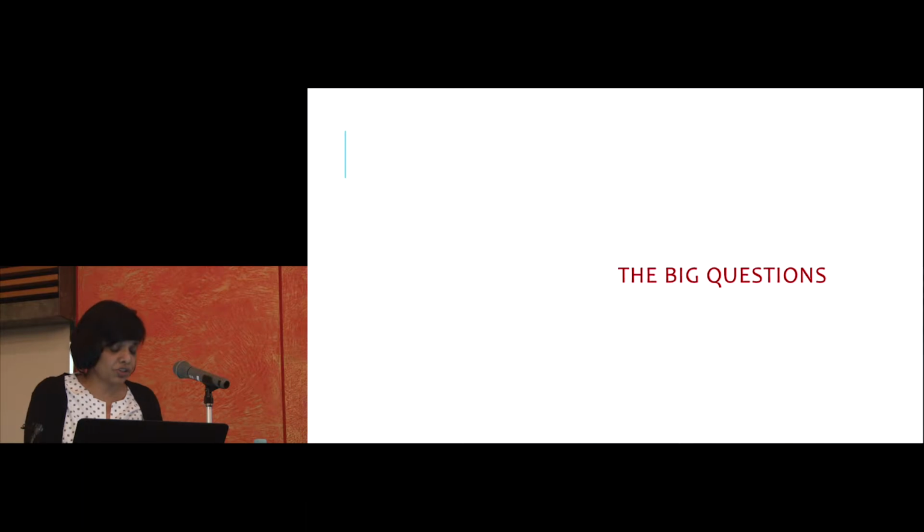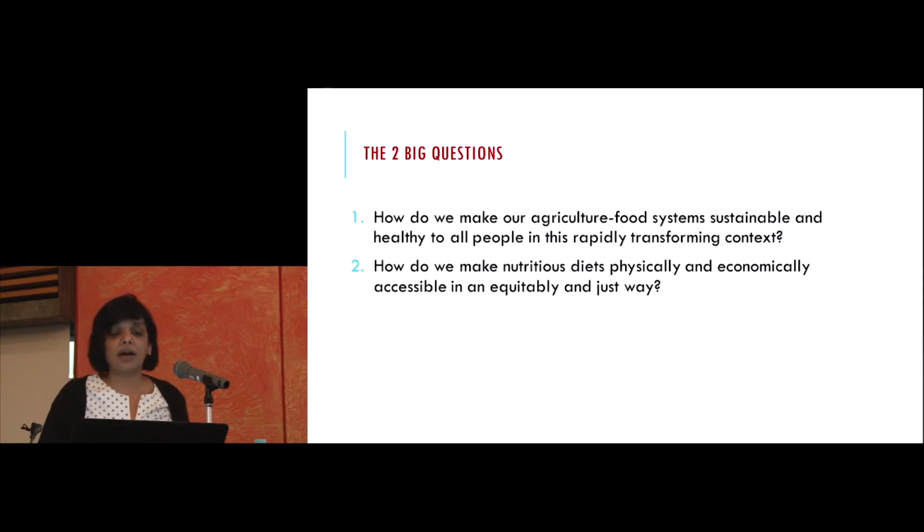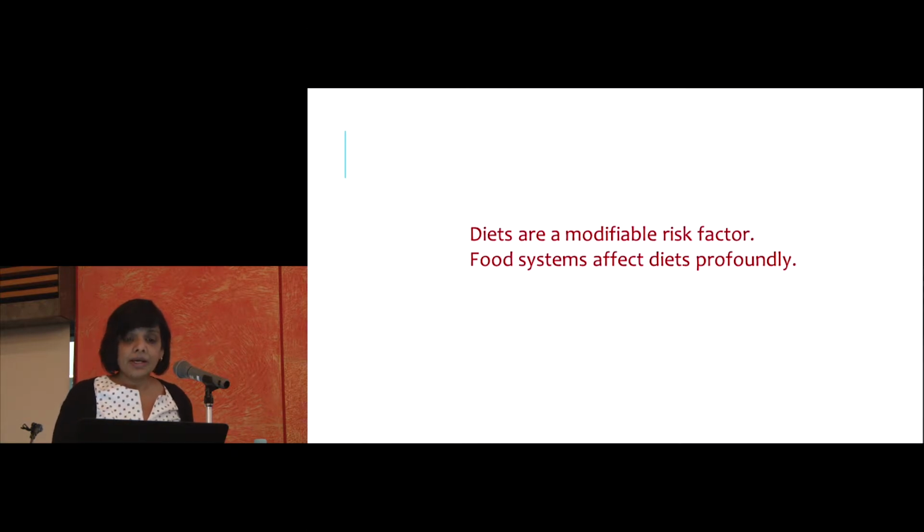So to me and to us, the two big questions are: how do we make our agriculture food systems sustainable and healthy to all people in this rapidly transforming context? And how do we make nutritious diets physically and economically accessible in an equitable and just way? So the good news in all this is that diets are a modifiable risk factor, right? Food systems affect diets profoundly.